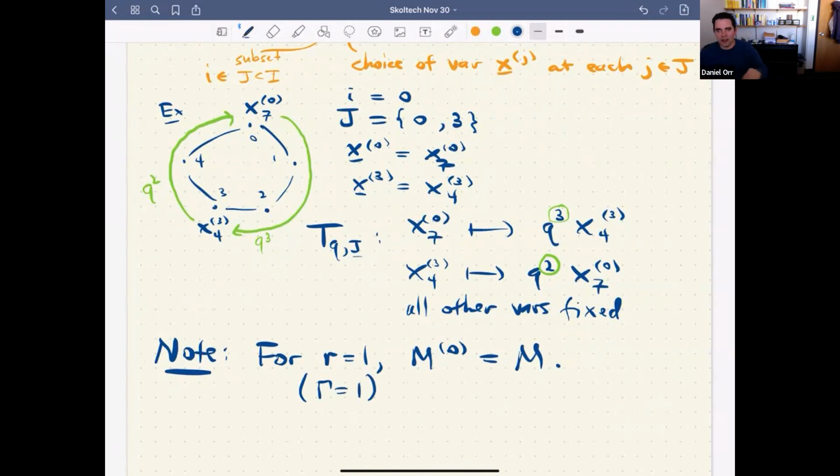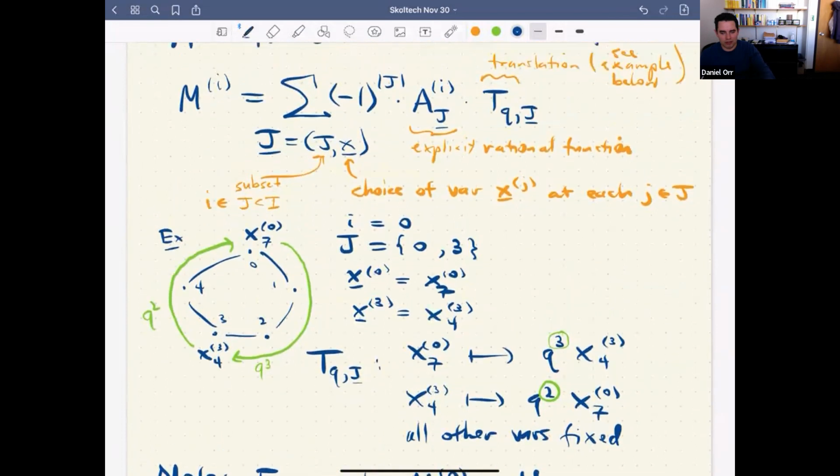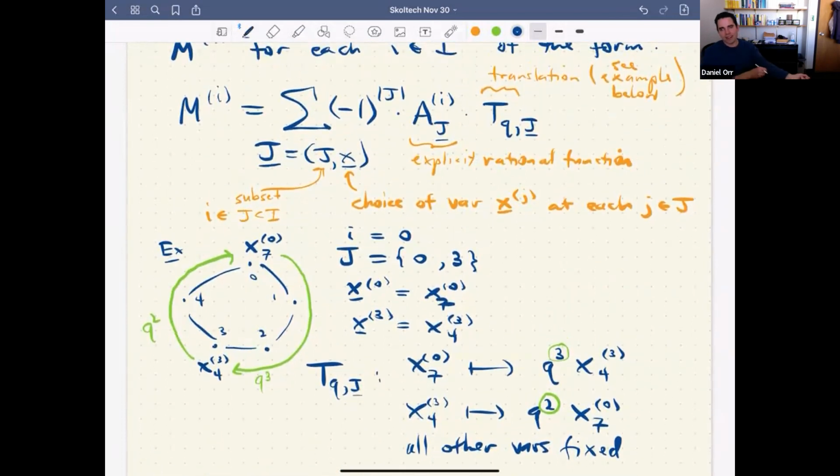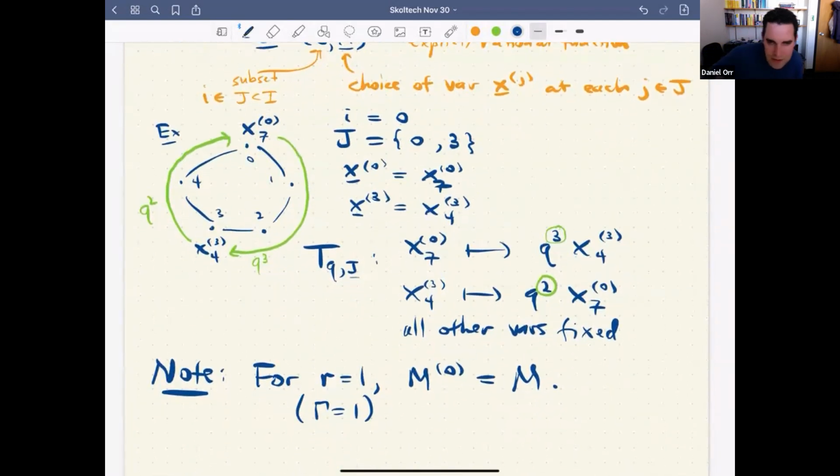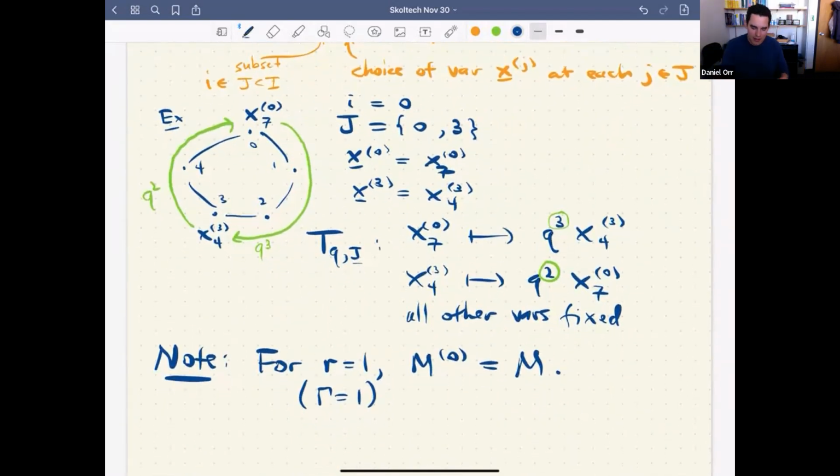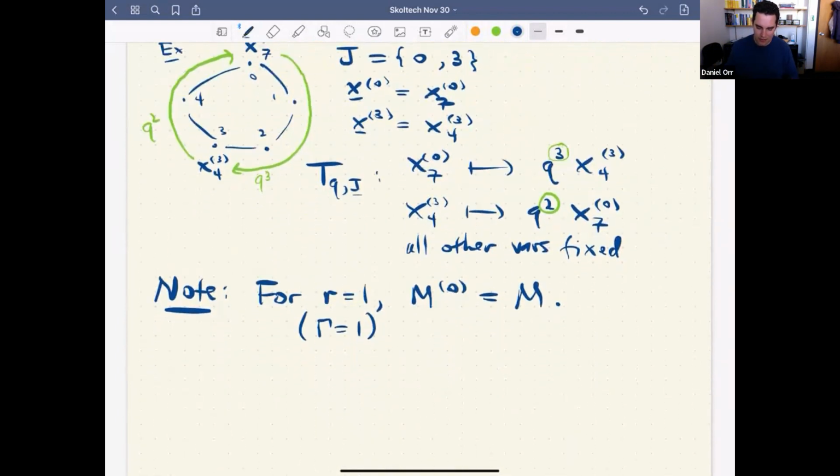As far as I know, this kind of shift has not really shown up. I haven't seen it anywhere else. There's one case where something kind of similar shows up in an earlier paper of Shoji. That would be if you take a variable at every vertex, so at all five vertices, then you're always just shifting by Q and rotating cyclically. So I did see that previously in a paper of Shoji, but not this more general type of thing.